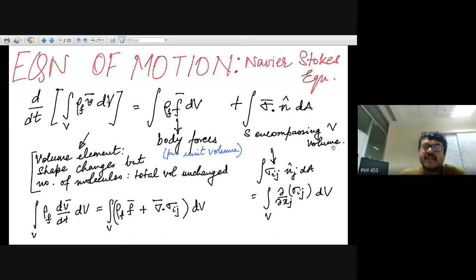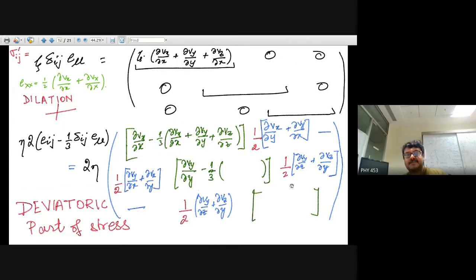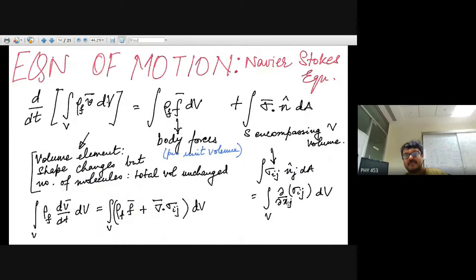Now, next, all that we do is invoke Gauss's divergence theorem. This was an integral over area. And when we invoke Gauss's divergence theorem, what we get is sigma ij nj dA. This nj is the outward normal to the area. You get ∂/∂xj, a divergence. This is the divergence. It's taking a derivative of the sigma ij.